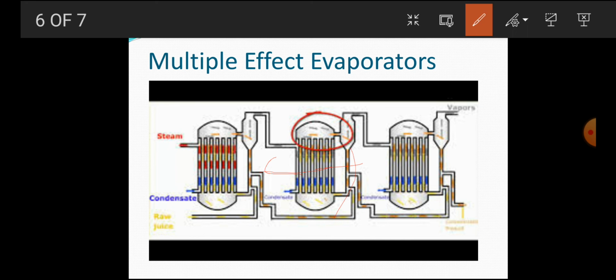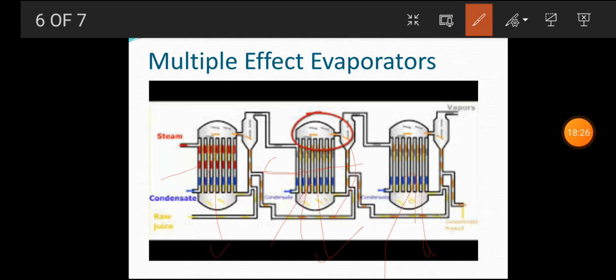Then the last is parallel feeding. In parallel feeding, feed is given to all the evaporators, and the product is also collected from each evaporator separately. This method is used when less concentrated liquid is required to be evaporated. So that is parallel feeding.